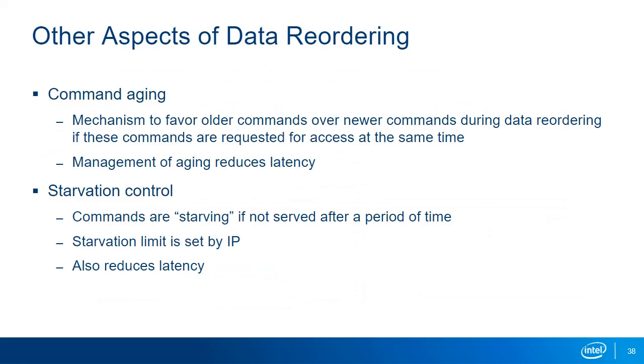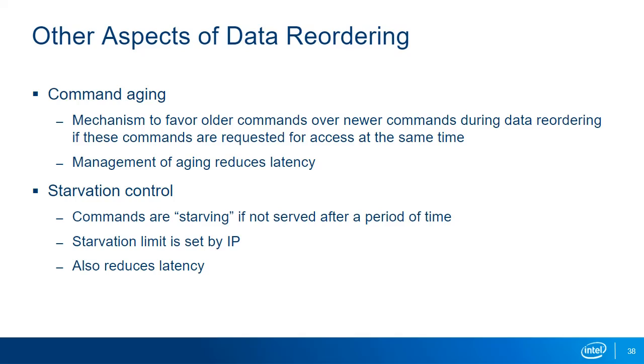There are a couple of aspects of data reordering that are important to understand. The first is called command aging. This is a process to determine which command is sent to the memory based on how long it's been since the command was issued. For example, if a system has two or more masters accessing the same memory at the same time, the system's arbitration scheme will make the arbiter grant the older request and thereby minimize overall command latency.